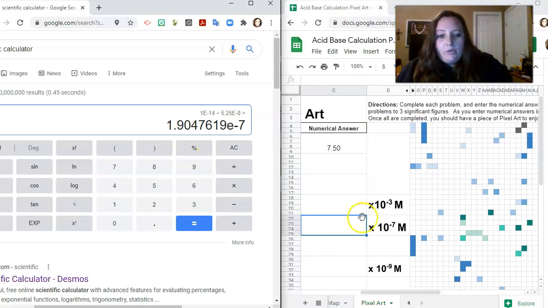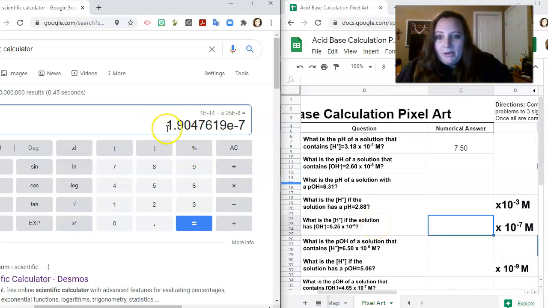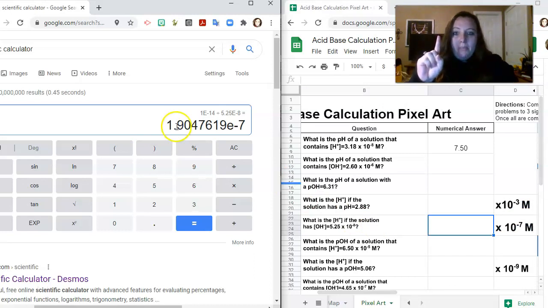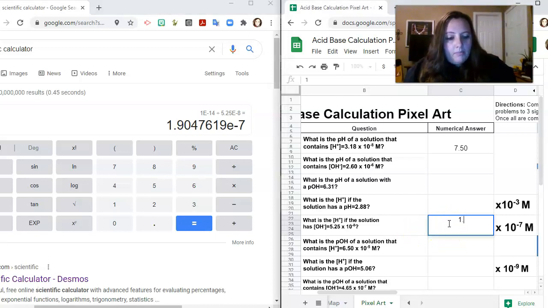So a couple things that you're going to do here. I'm going to look at my number. 1 is a significant digit, so that's 1. Then 9 is the second important number, and 0. Okay, so that is 3 significant digits. So what I'm going to do is I'm going to put 1.90.